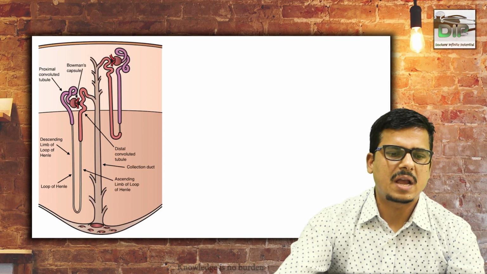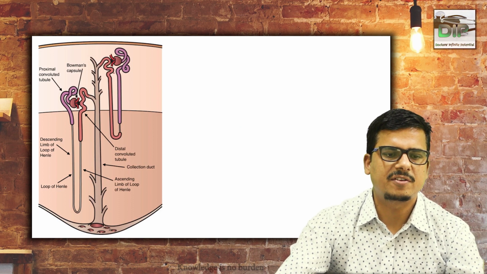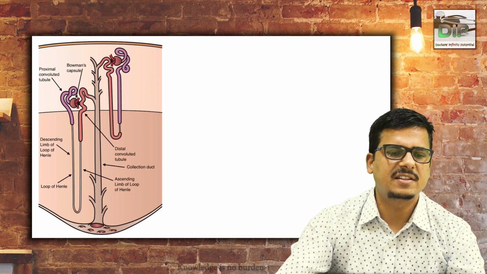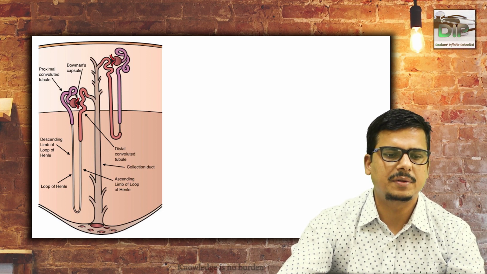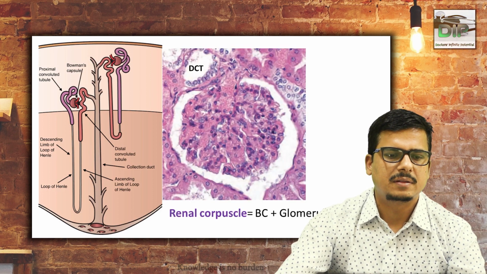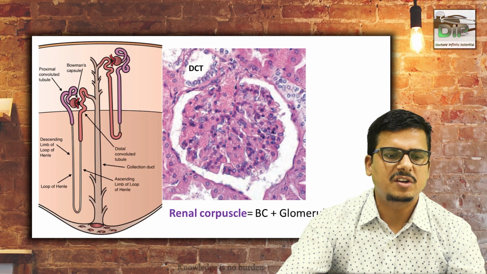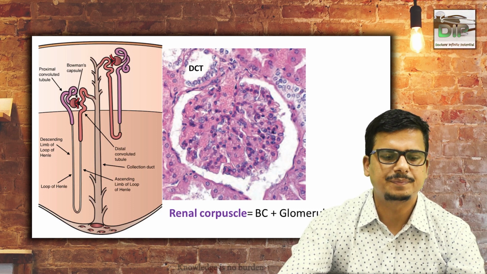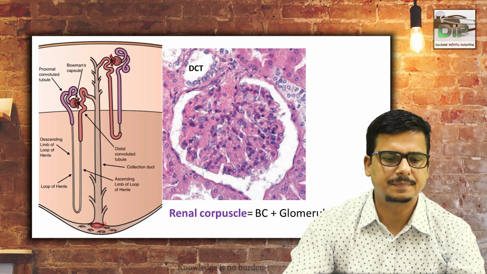Here again, you can see the two types of nephrons, juxtamedullary nephrons and cortical nephrons, with long and short loops of Henle. And you can revise the parts of these nephrons. So this is the renal corpuscle. Then this is the proximal convoluted tubule, loop of Henle, distal convoluted tubule, and collecting tubules. And this is the tip of the pyramid.